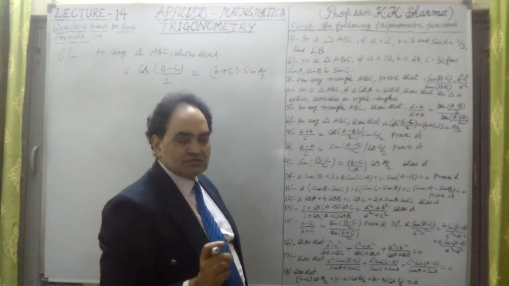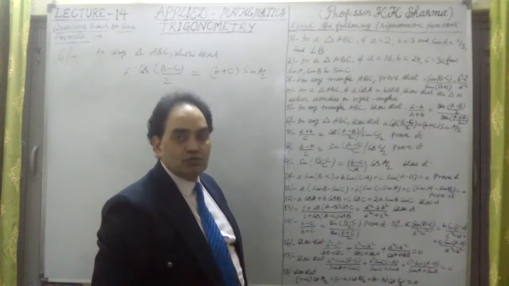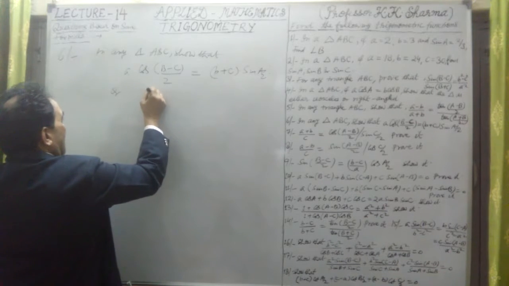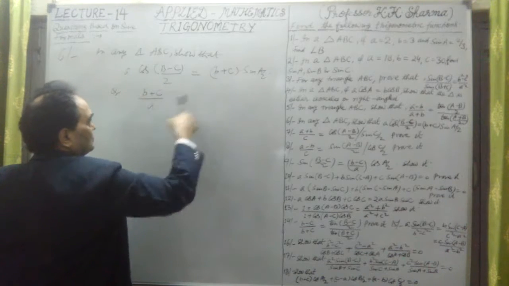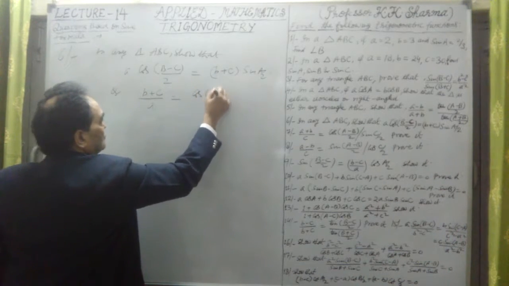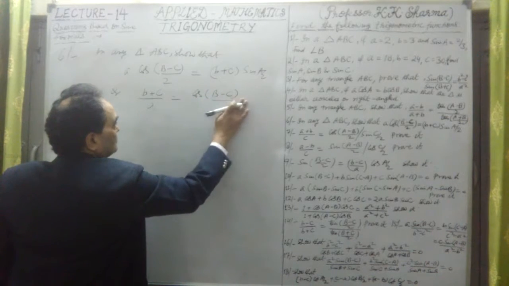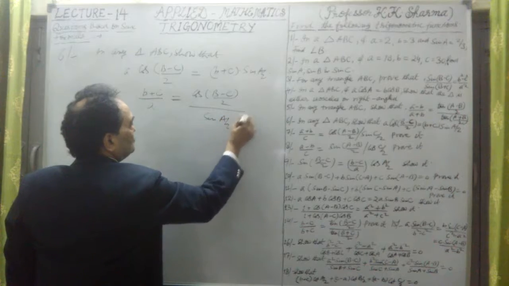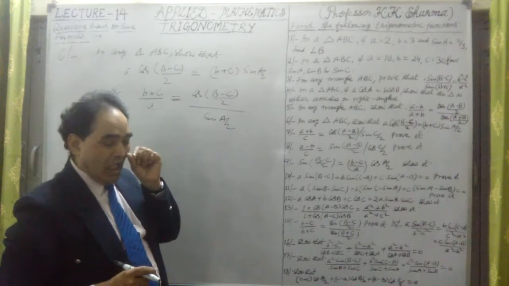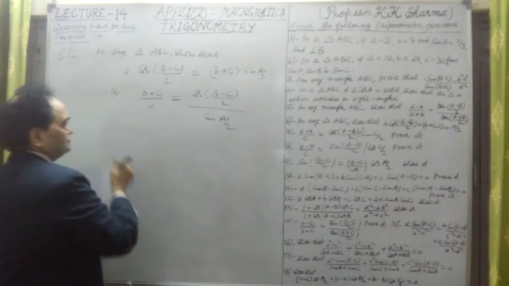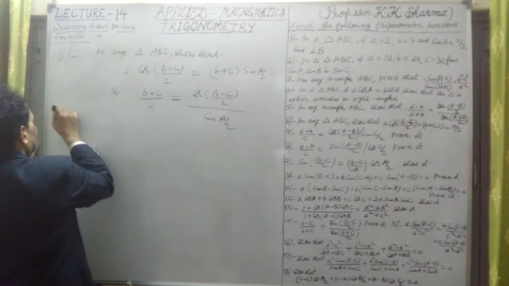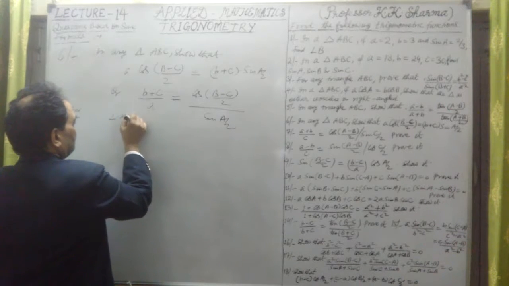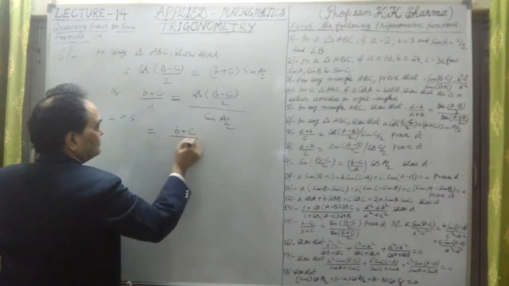Now if I take only the sides of the triangle, we can write here (b plus c) upon a is equal to cos((B minus C)/2) divided by sin(A/2). Then we can cross multiply. Let me take the left hand side here. Left hand side is (b plus c) upon a.